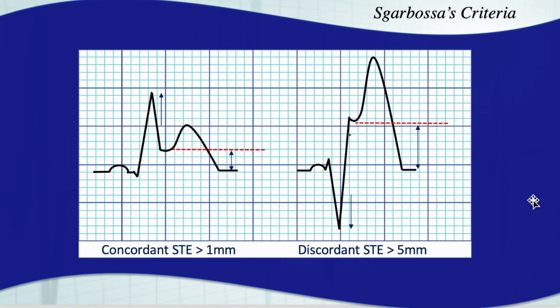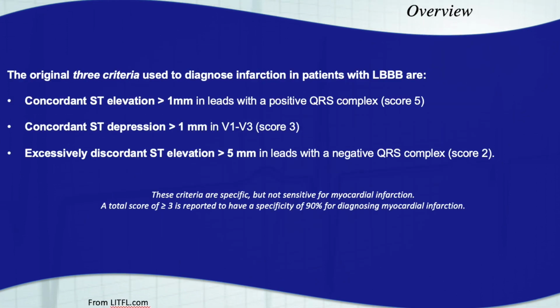So using Sgarbossa's criteria, we know if we have that concordant ST segment elevation where we have a positive QRS complex, greater than 1 millimeter, that gives you 5 points on the criteria. And if you have discordant ST segment elevation greater than 5 millimeters, that gives you 2 points based on the Sgarbossa criteria that we looked at here. Remember this? Concordant ST segment elevation greater than 1 millimeter in leads with a positive QRS, 5 points. You get 2 points for this excessively discordant greater than 5 millimeter elevation.